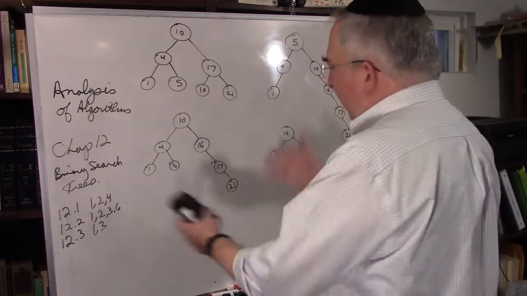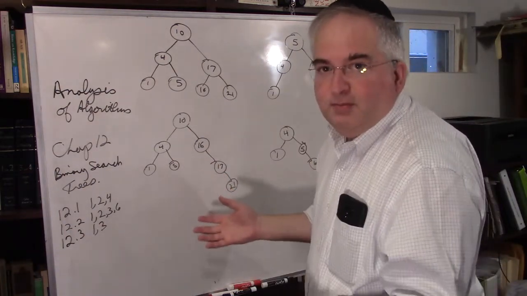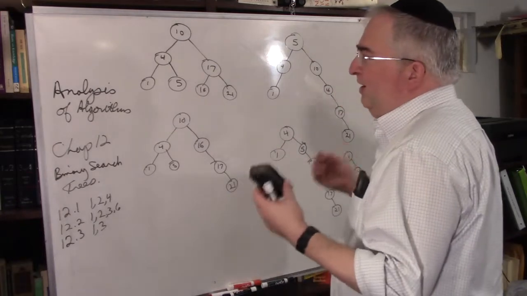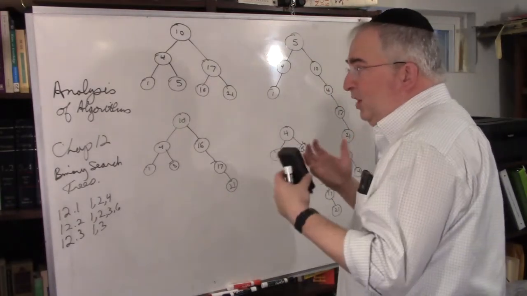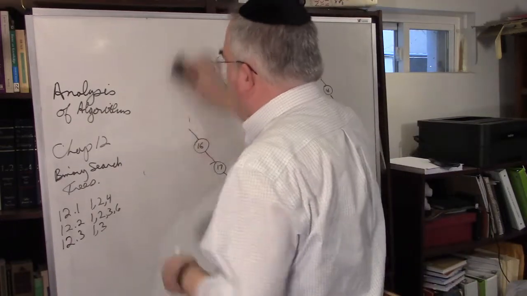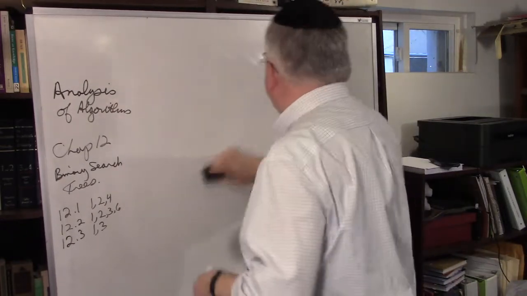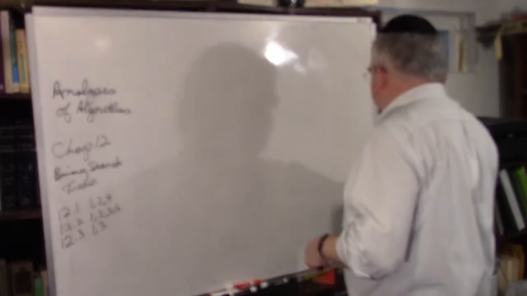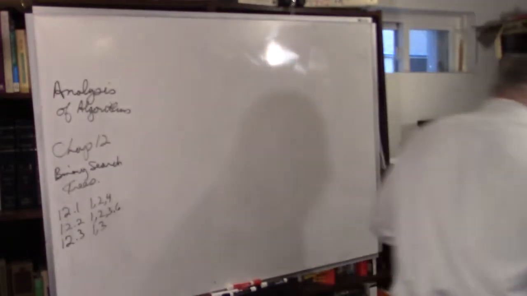So again, obviously there are many different answers to this. But the point is that the same nodes can show up in many different ways, and we like them when they're short. That's the point. Okay, good. Next.